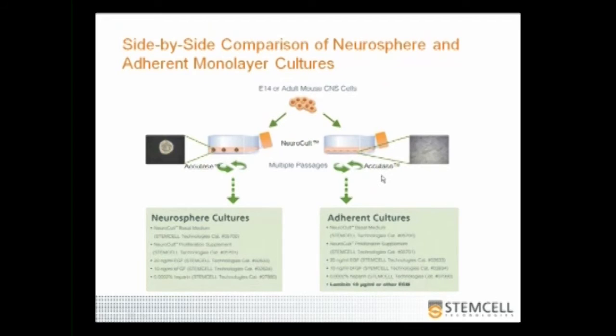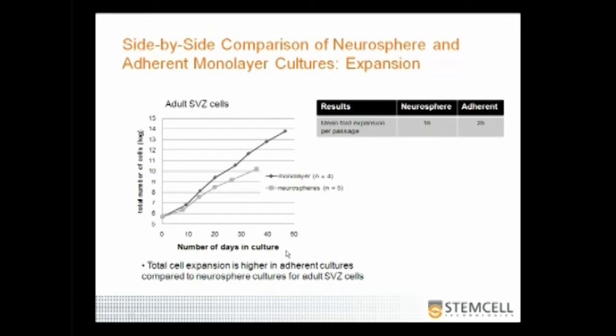The resulting cells from the neurosphere and the adherent cultures were then analyzed for their functional properties, including self-renewal, differentiation, and stem cell numbers. As you can see here, the total expansion of cells is higher in the adherent monolayer conditions compared to the Neurosphere culture system. The mean fold expansion per passage was 16-fold in the Neurosphere cultures compared to 25-fold in the adherent cultures. Therefore, total cell expansion is higher in the monolayer condition. However, later in my talk, I will provide data on whether the total expansion of cells was also correlated with an increase in neural stem cell numbers.